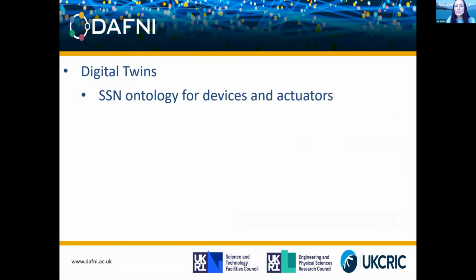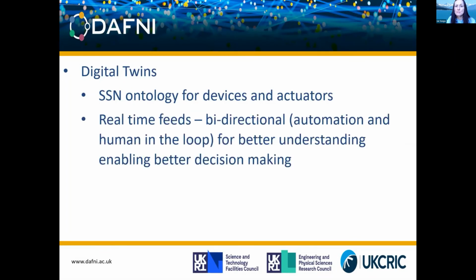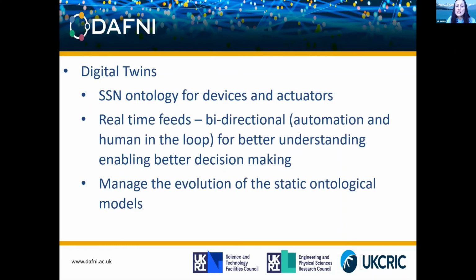So heading towards digital twins there, already we know that we have the SSN ontology, which is great because it can be almost adopted immediately for digital twins. We know that the twins are going to provide bidirectional feeds of information, primarily to aid our understanding of what's going on, but supporting decision making. But obviously we need those twins to then manage this evolution of our understanding.